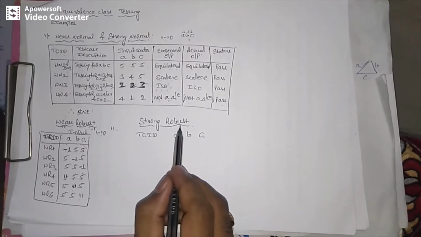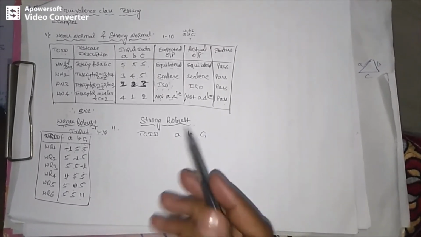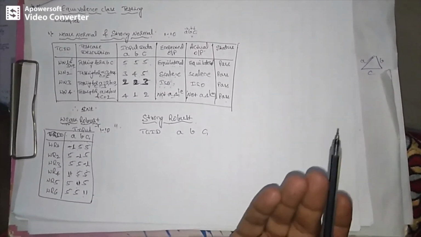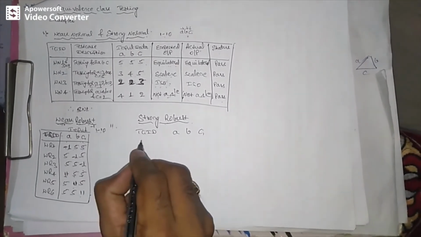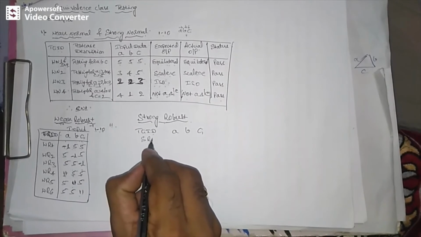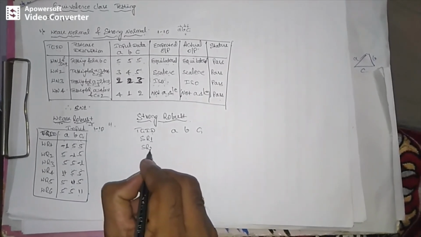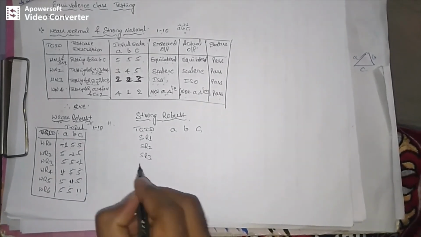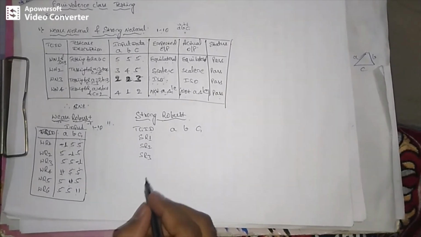So that is nothing but we are giving an invalid input, more than one input will be an invalid input. So now I'll write strong robust test cases. Test case ID will be written as SR1, SR2, SR3, SR4. In that fashion, we are writing the test cases.